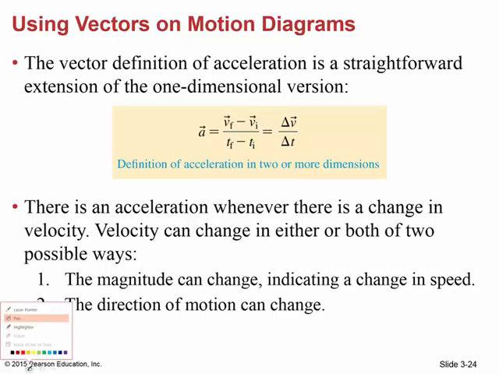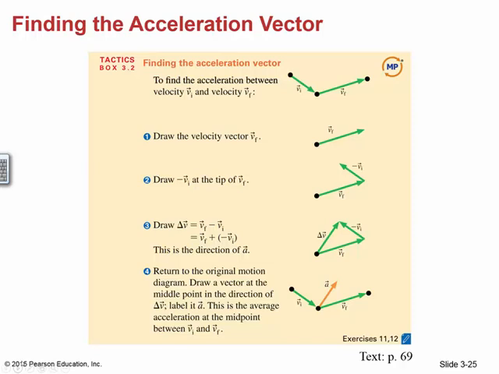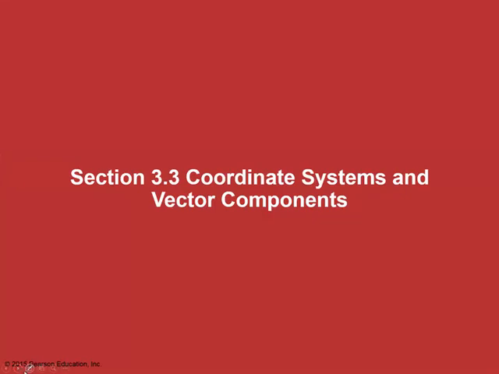Now, finding the acceleration vector is much like finding the velocity vector. You take your two components, initial and final. You've got the initial velocity and the final velocity. How do we find the acceleration vector? This would be the average acceleration, because it's the midpoint between the initial velocity and the final velocity, so we would call that average acceleration.